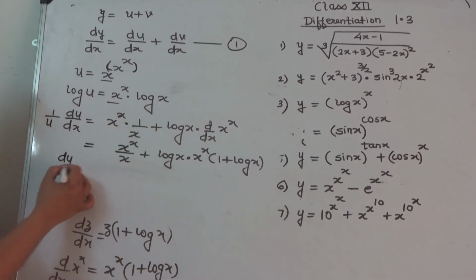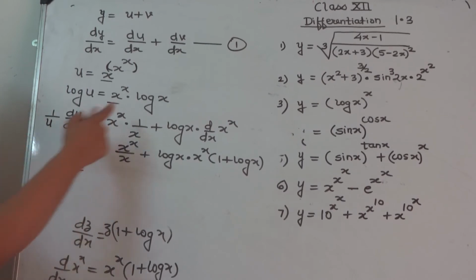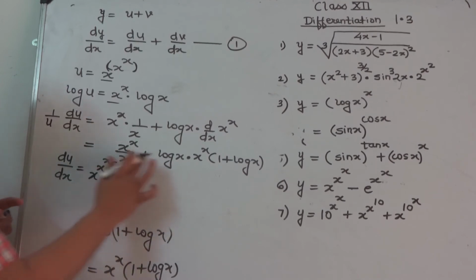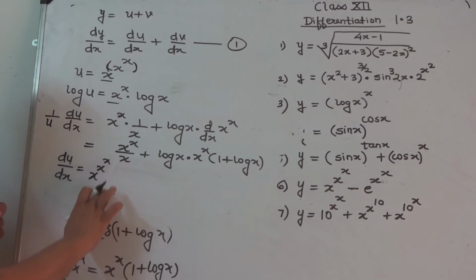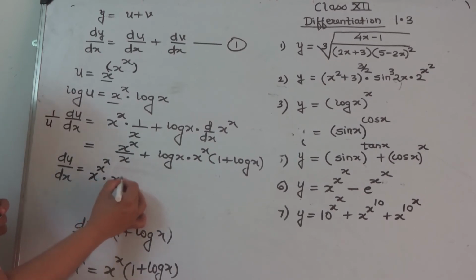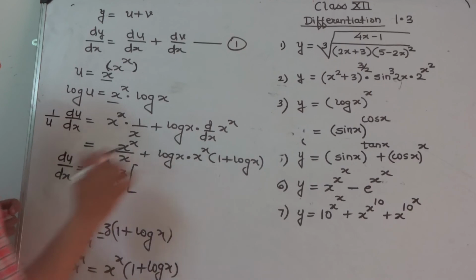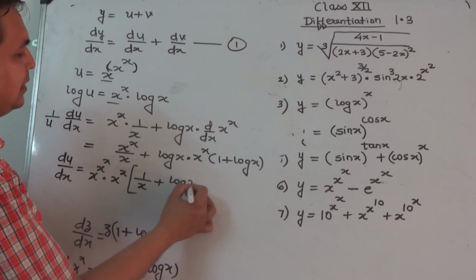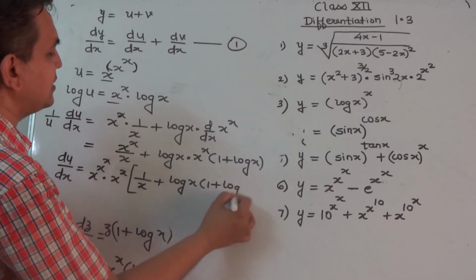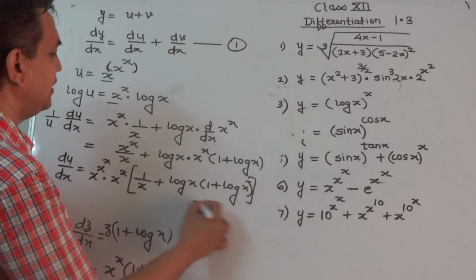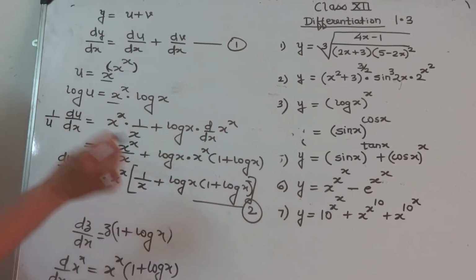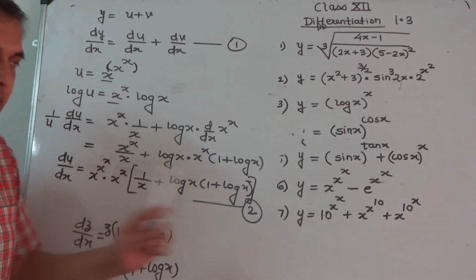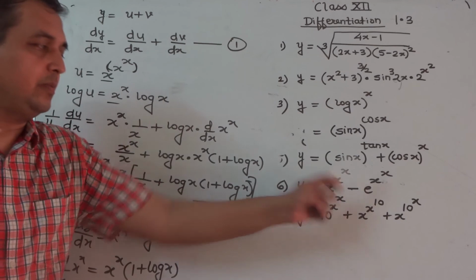Next step, du by dx is equal to, we cross multiply by u, but u is x raised to x raised to x, and in bracket we have to write all these terms. Now see, from all these terms x raised to x can also be taken common from both the terms, and so we get 1 upon x plus log x bracket 1 plus log x. This is number 2. This is du by dx. Is this clear?